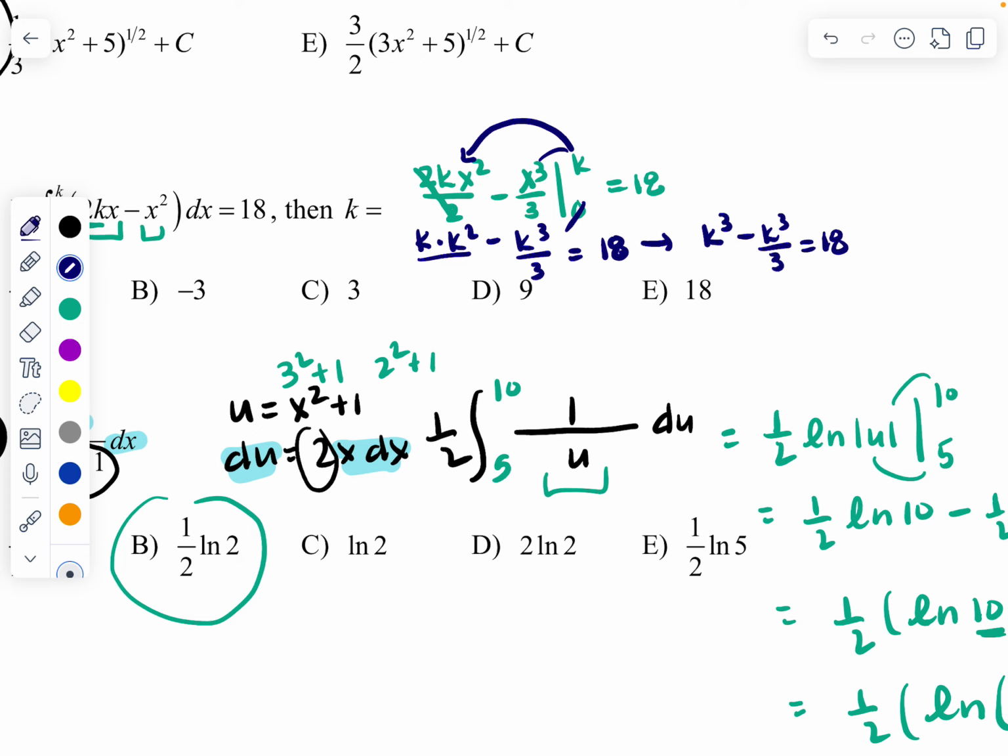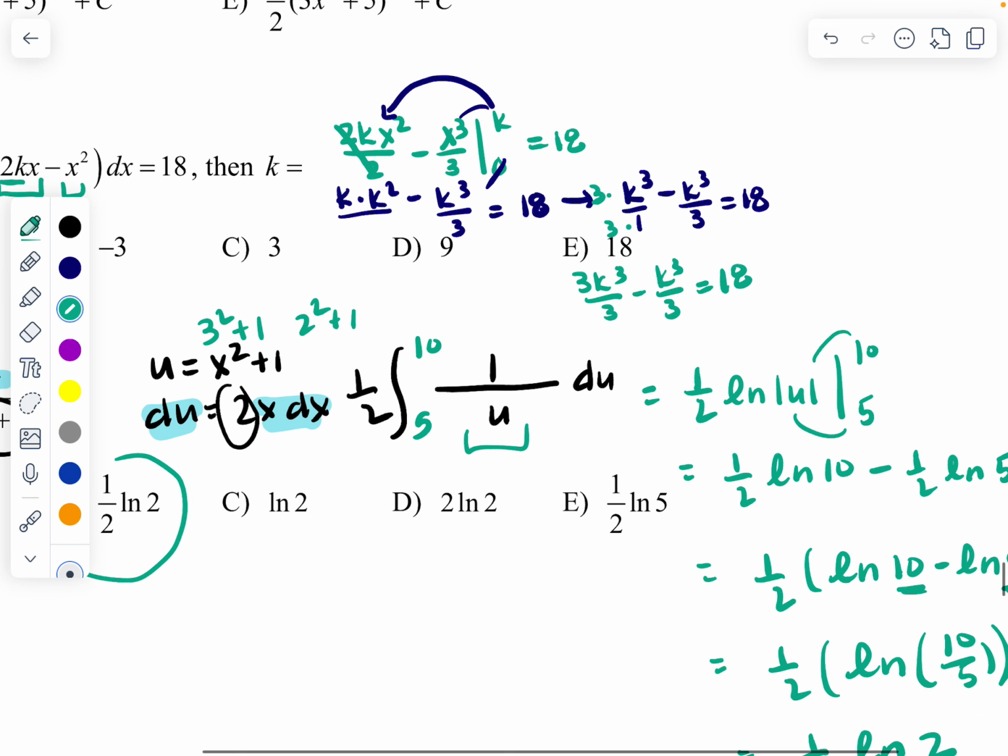Now, you guys, if you don't like that 3, you can totally multiply everything by 3, or you can just put this over 1 and make a common denominator. So the common denominator here is 3. If I multiply both of these by 3, I'm going to get 3k cubed over 3 minus k cubed over 3 equals 18. So now that I have a common denominator, 3k cubed minus 1k cubed is 2k cubed. That equals 18.